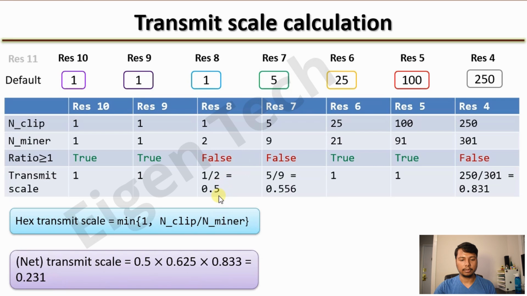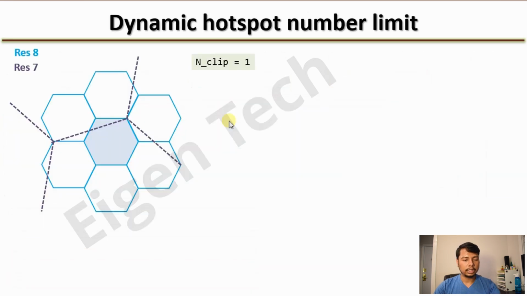It's not just a factor of 2, it's more than a factor of 2 in this case. So you can see the reward scale went down, mainly because the limitation was only one hotspot at a resolution 8 hex before the reward scale is clipped. However, this number, n_clip, can change. As I told you earlier, this is a dynamic number. So in this next part we'll try to understand how and when that happens.